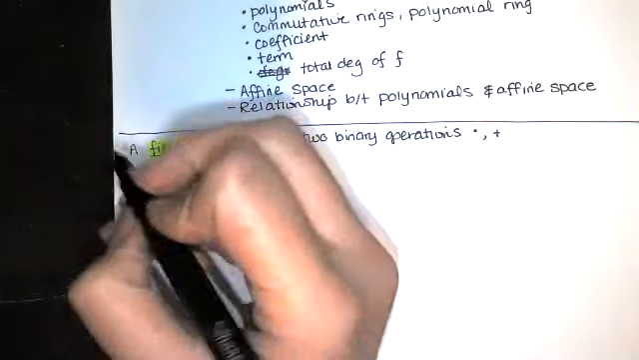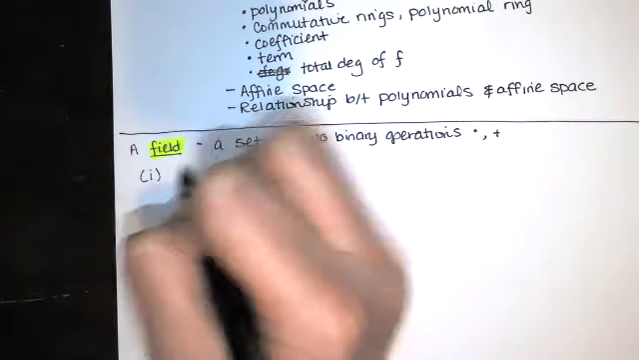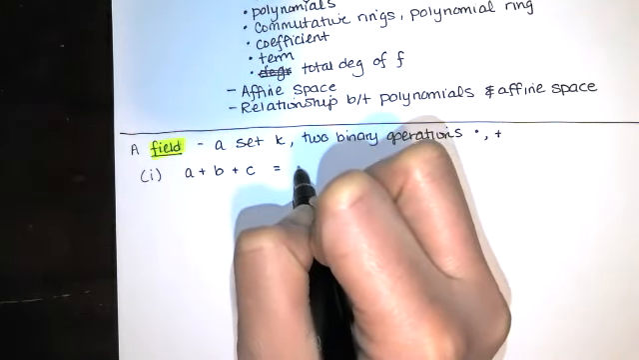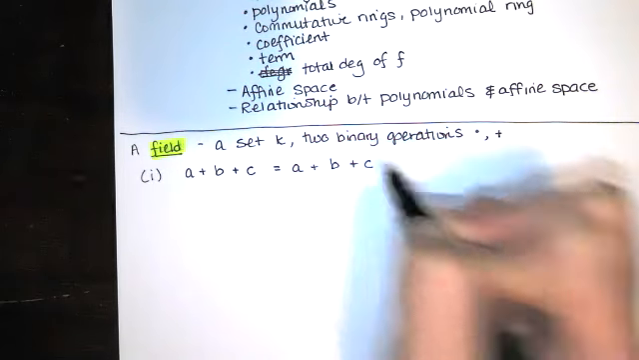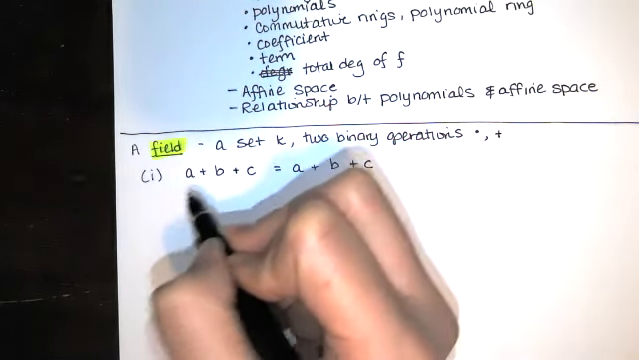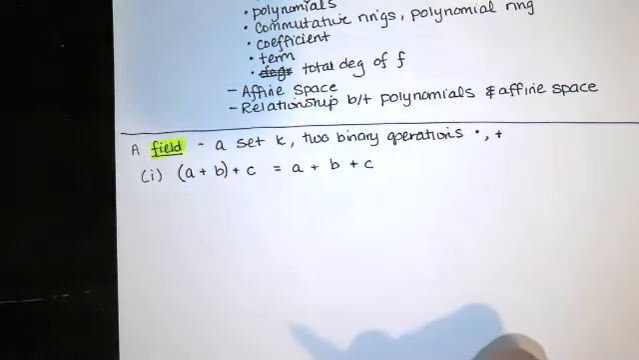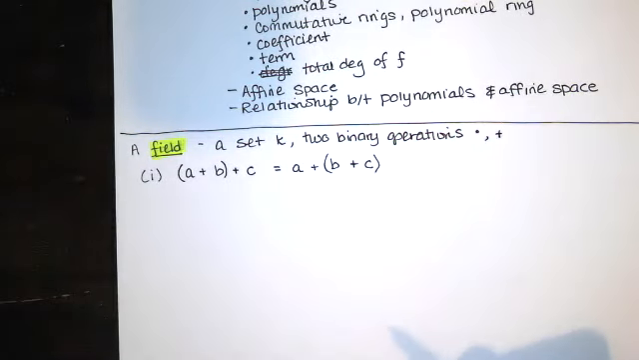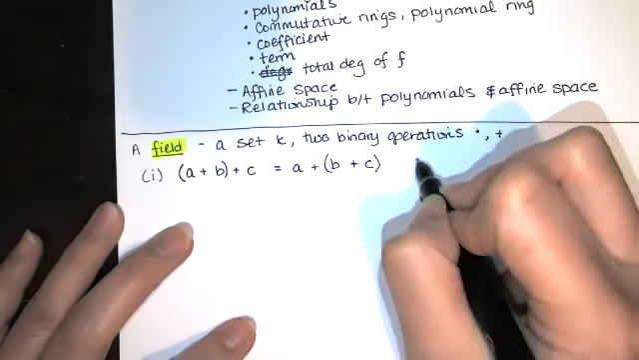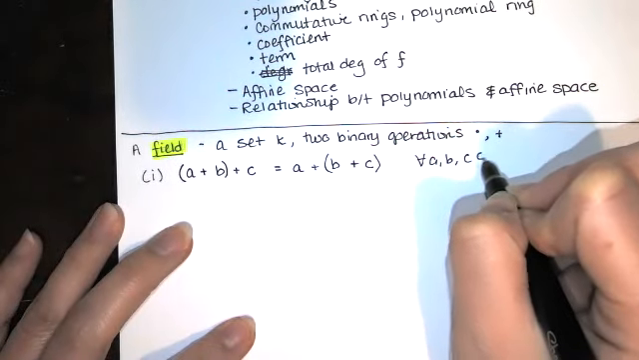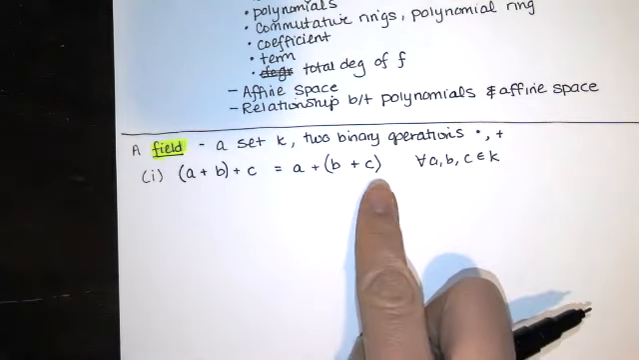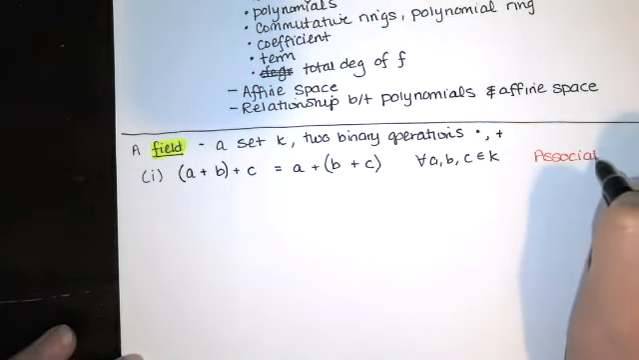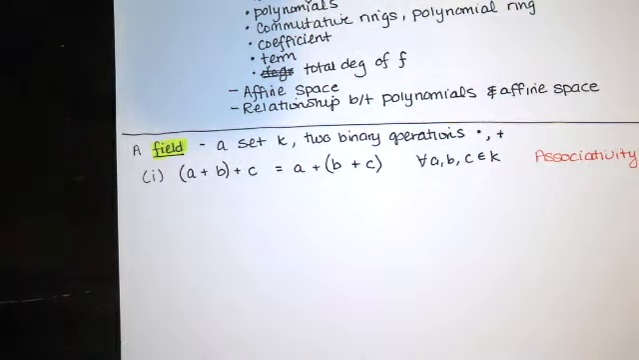So if A, B, and C are elements of this field, then you can add with any grouping you want. So we could take A plus B and add them together and then add C, or we could take A and then add that to B plus C, and either way we're going to get the same answer. So this is true for all A, B, and C in K. And that is the associative property of addition. So associativity holds in a field.